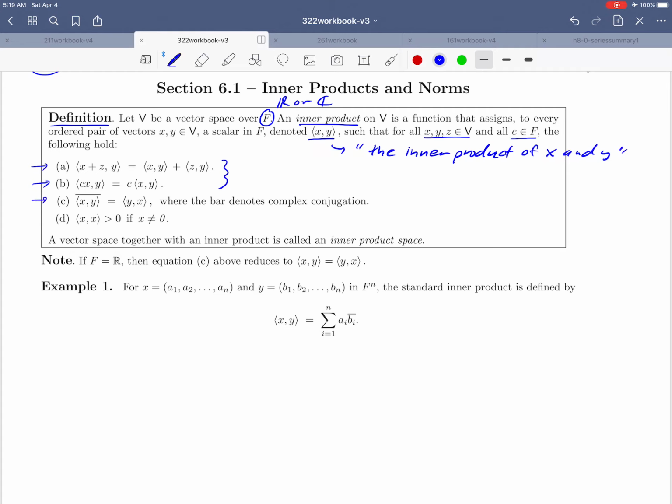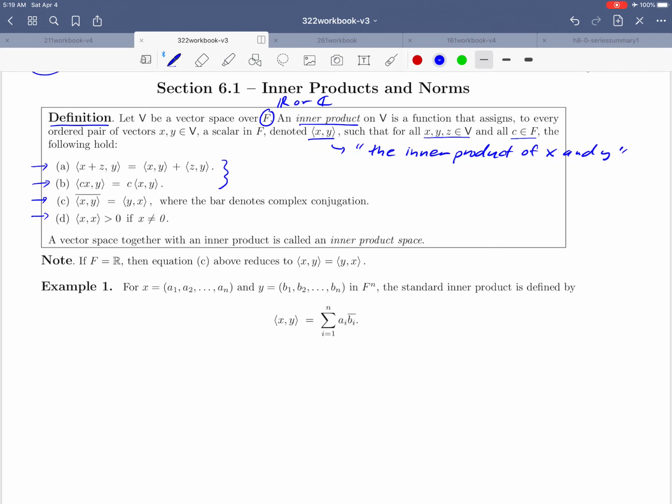And then the third property gets complex conjugation involved. So the complex conjugate of the inner product of x with y, we want that to be equal to the inner product of y with x. And then finally, the last property that we need to be satisfied is if you take the inner product of a vector with itself, then you actually get a positive real number as long as the vector is not equal to the zero vector that you started with.